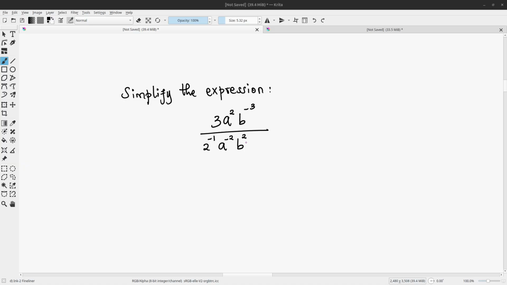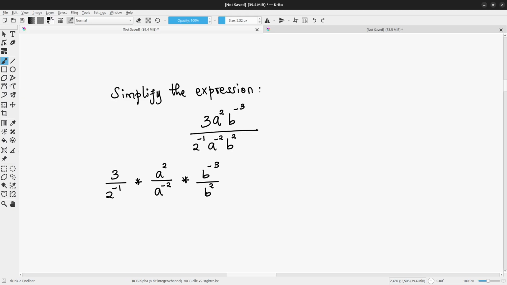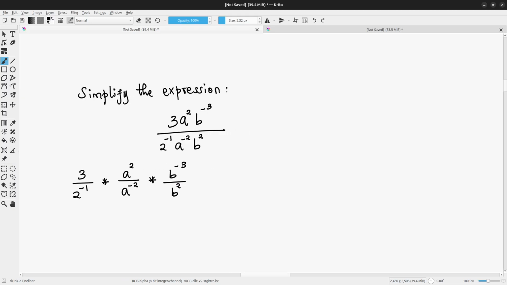So if you were to separate all those, for the constants we'll have 3 over 2 to the power of negative 1, times a squared over a to the power of negative 2, times b to the power of negative 3 over b squared. So all I have done there is to rewrite the expression.